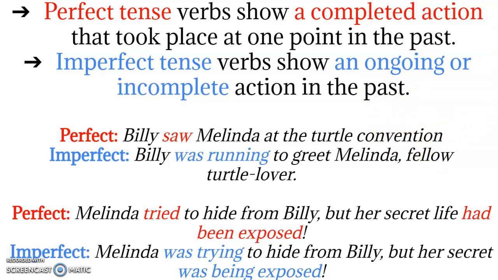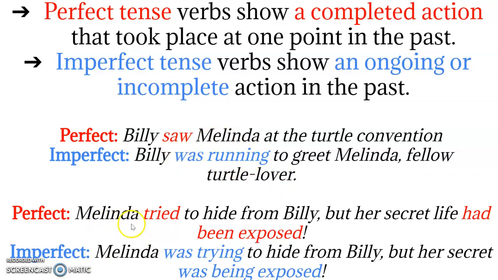Here's some examples of a perfect tense verb. Billy saw Melinda at the turtle convention. The imperfect tense version of that: Billy was running to greet Melinda, fellow turtle lover. So he saw her there. That was a one time completed action. After he saw her, he was running. And now you can see how that's an incomplete or ongoing action.